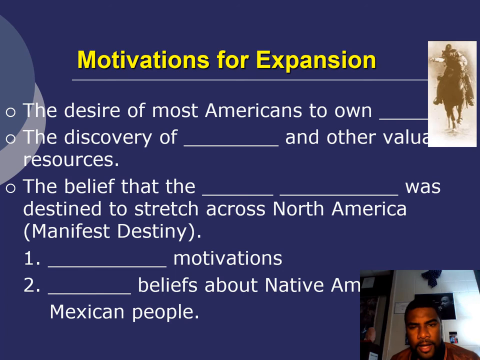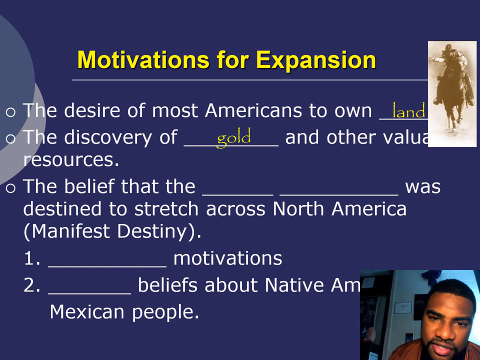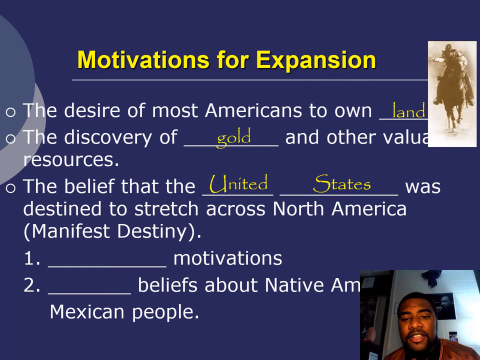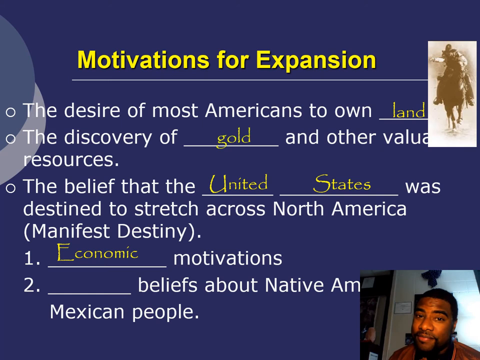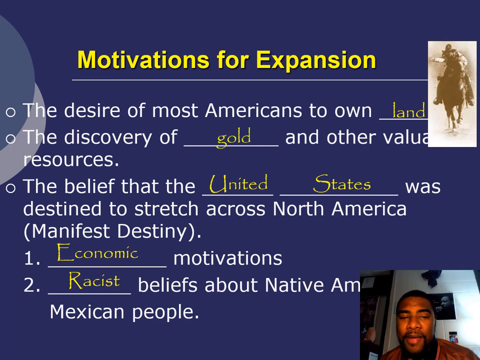the motives for expansion. The desire for most Americans was to simply own land. The discovery of gold and other valuable resources. All right, what is another expansion motive, you say? The belief that the United States was destined to stretch across America. Of course, that's manifest destiny. And economy. It's always about them coins. And racist beliefs about Native Americans and Mexican people. Interesting.